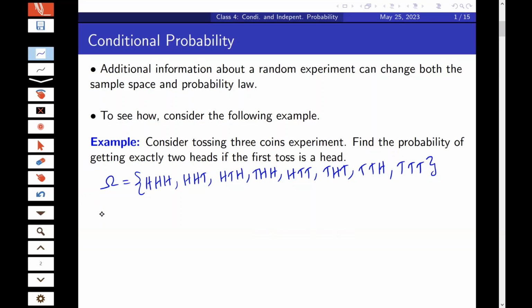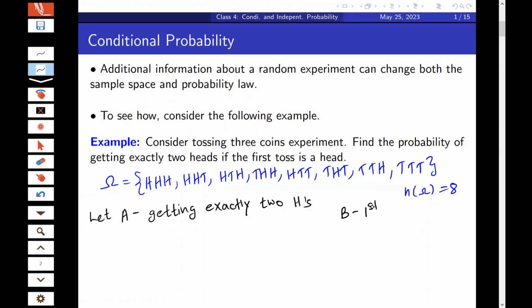Now let's define 2 events. N of omega, the number of items in omega, is 8. Event A is getting exactly 2 heads. And B is the first toss is a head.